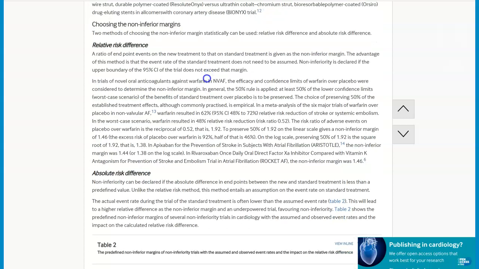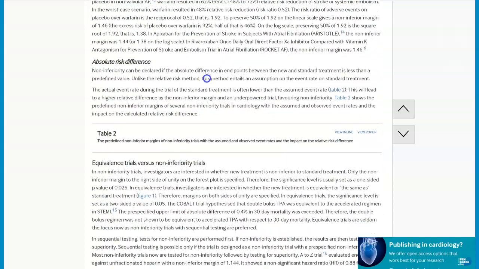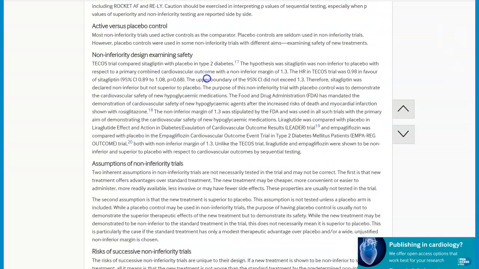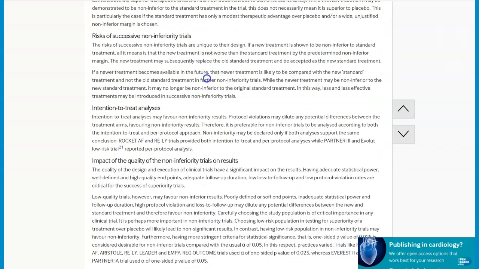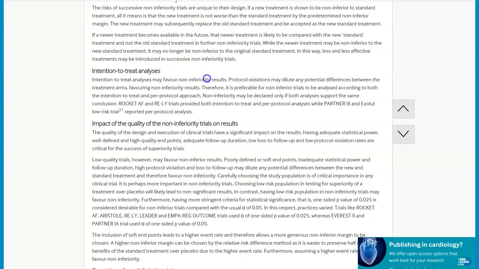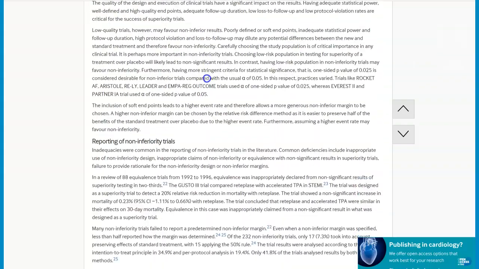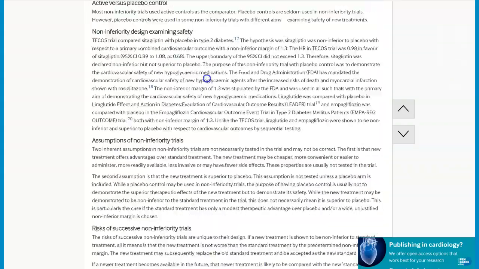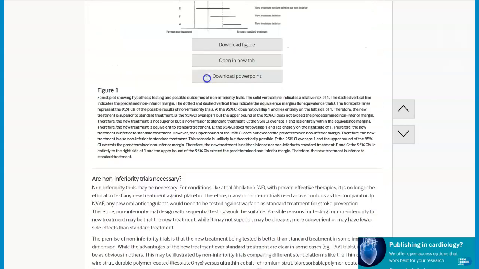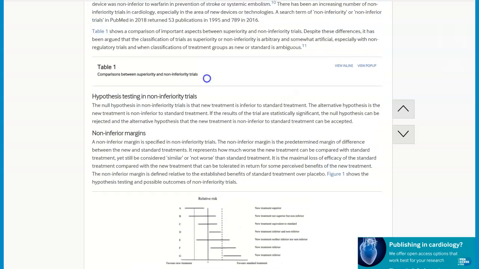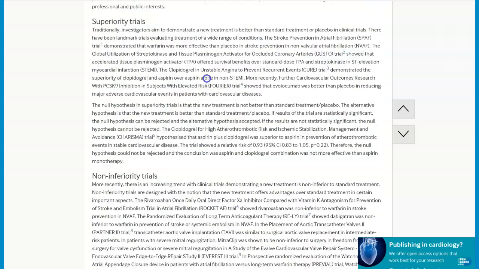So in choosing the non-inferiority margins, are you looking for the absolute risk difference or the relative risk difference? Some of these are looking at different measures. And these are margins that are considered in non-inferiority trials, and assumptions. And then there's the intention to treat, and I would encourage you to go over non-inferiority trials. There are so many different types of trials, and you can go through them.